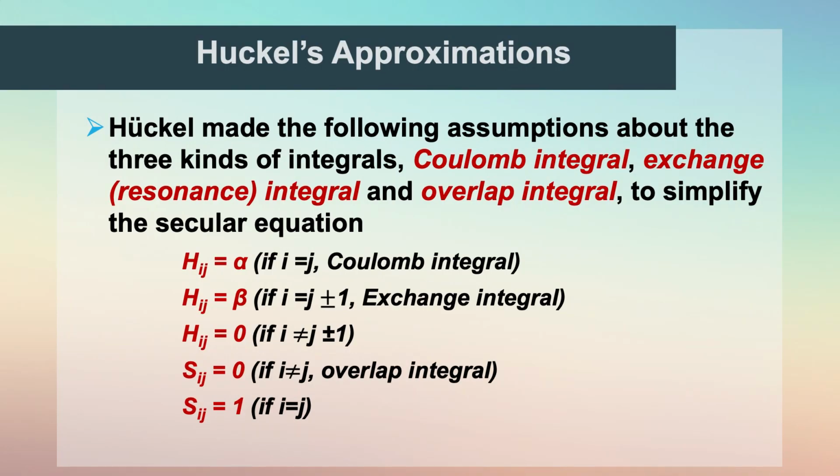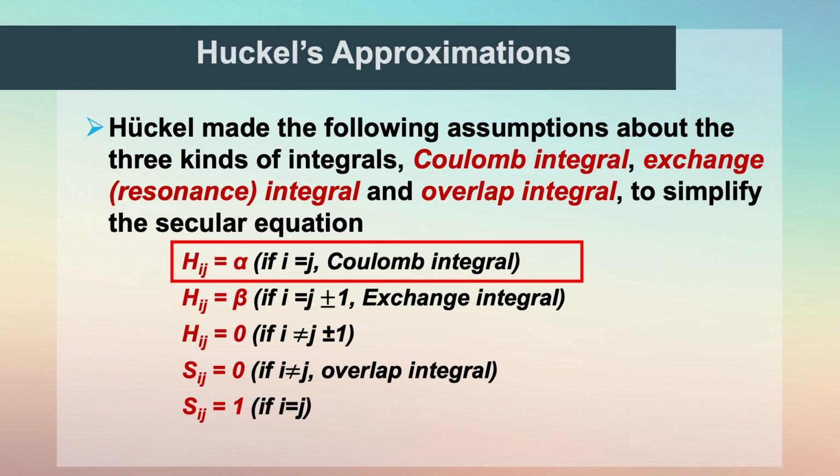Huckel made the following assumptions about three kinds of integrals. First two, Coulomb integral and exchange integral, are the Hamiltonian integrals, and also the overlap integral, to simplify the secular equation that we just mentioned. And the approximations are like this: Hij should be equal to alpha provided i is equal to j. That is, the value of all Coulomb integrals is the same, and that is taken as alpha.